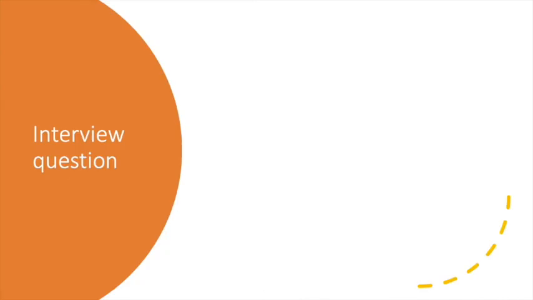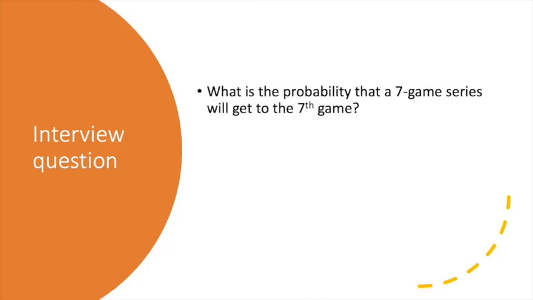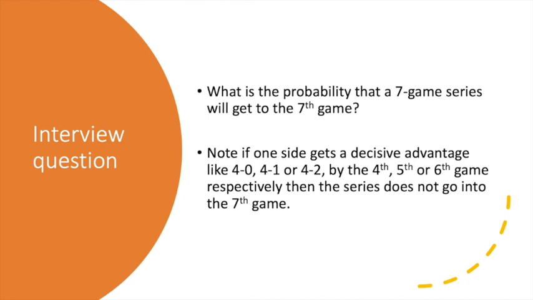So I'll leave you with an interview question. And the question is, what is the probability that a 7-game series will get into the 7th game or the last game? Note, if somebody gets a decisive advantage like 4-0, 4-1, or 4-2 by the 4th, 5th, or 6th game respectively, then the series does not need to get into the 7th game.